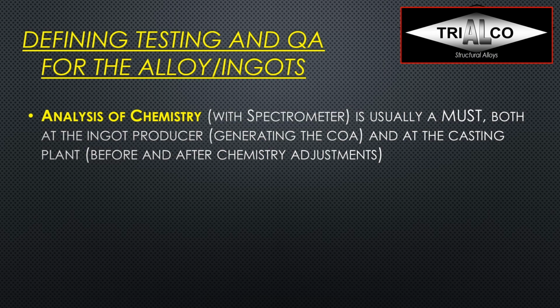I know some A380 diecasters do not do that because they just assume the alloy chemistry is okay and the customer doesn't really care much about properties, but for most castings it is important, and therefore you need to have a spectrometer. You need to check. The ingot producer needs to give you a certificate of analysis, and you want to counter check and then adjust if necessary at the casting plant.